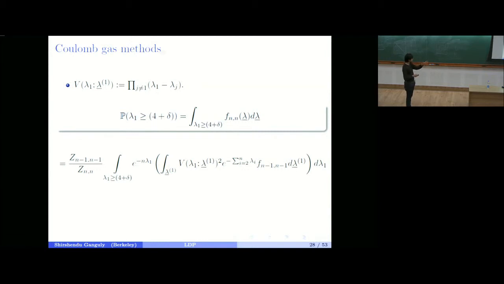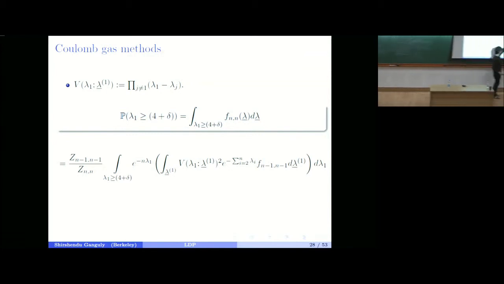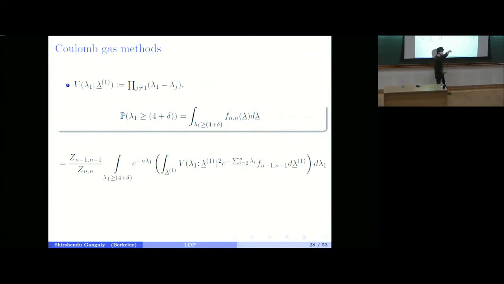But if you want to reduce it to an n minus 1 dimensional system, you want to multiply and divide by this n minus 1 dimensional partition function. So Z_{n-1,n-1} comes here, and you divide by that, and then you reduce everything to a density of size n minus 1, okay? And this is the remaining term.